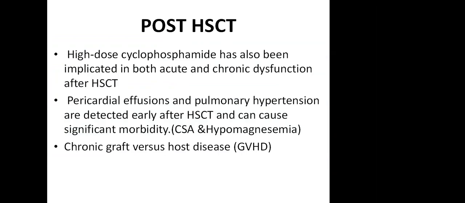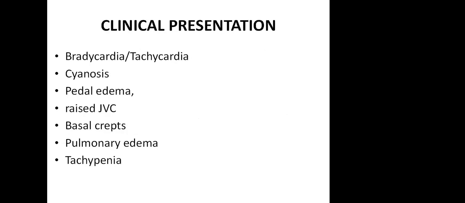Post-HSCT, high doses of cyclophosphamide have been implicated in both acute and chronic cardiac dysfunction. Pericardial effusion and pulmonary hypertension are detected earlier after HSCT and can cause significant morbidity due to CSA and hypomagnesemia. Chronic graft versus host disease, GVHD, in post-BMT patients.